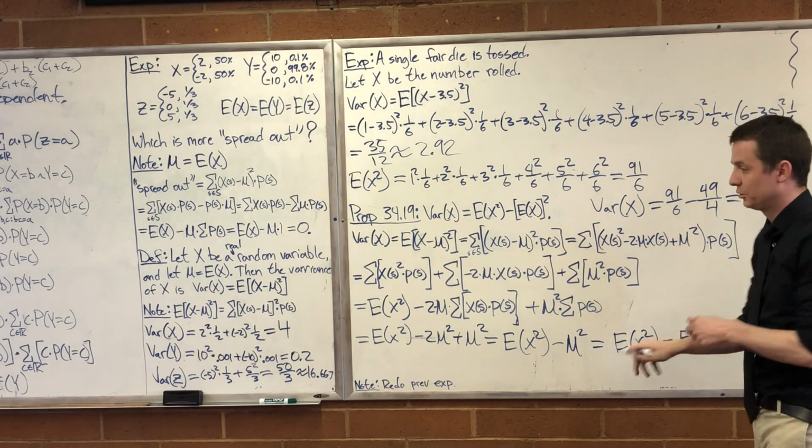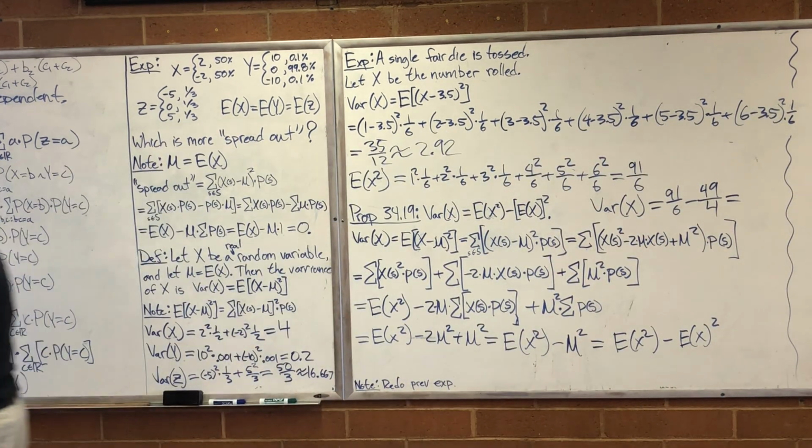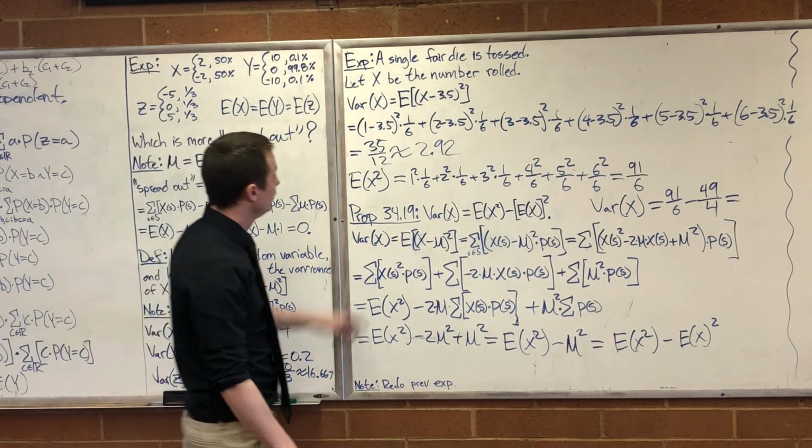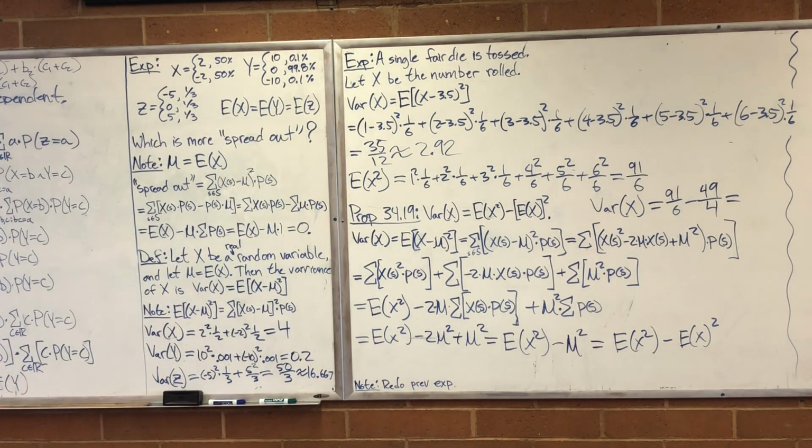And then someone on their calculator want to do that real quick? 91 sixths minus 49 divided by 4. What's 2.9? It's 2.916666666. 2.92. Let's see. Quick way to check this. Times it by 12, and you're going to get 35. And we do. Okay.